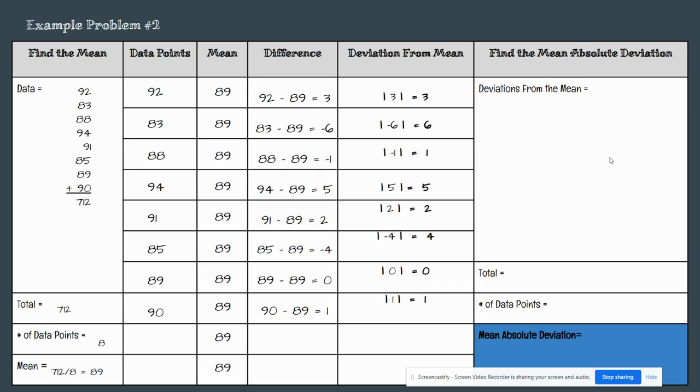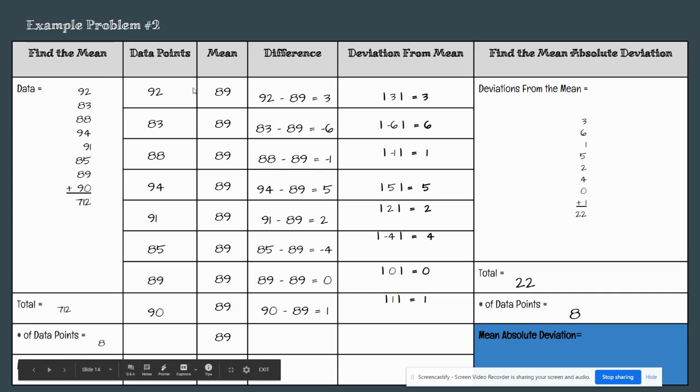Then, again, find the mean of the deviations now. So you're going to add up those numbers, which you get 22. We have 8 data points. If you notice, the data points don't change, so don't need to count them up again.